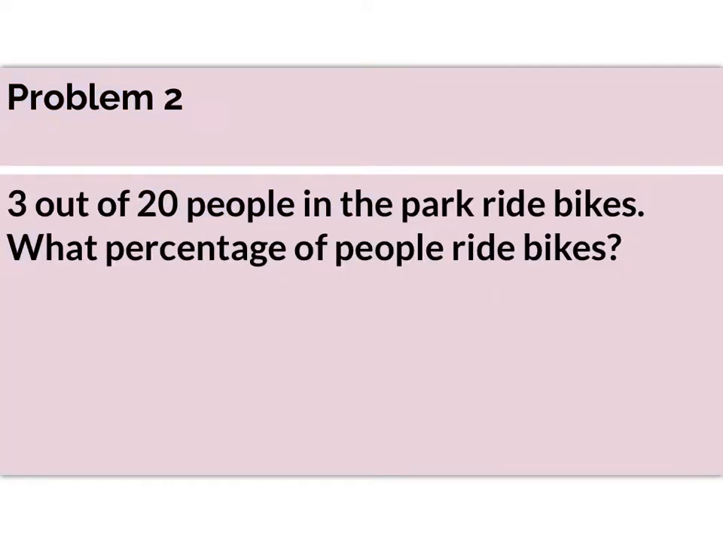Three out of 20 people in the park ride bikes. What percentage of people ride bikes? 3 out of 20. Well, what we're going to have to do is make 20 into 100 by multiplying by 5 over 5. There is another way to do this, and we'll talk about this later, but the easiest way to make ratios percentages is just to make the bottom 100, and then that way it's the easiest way to see.